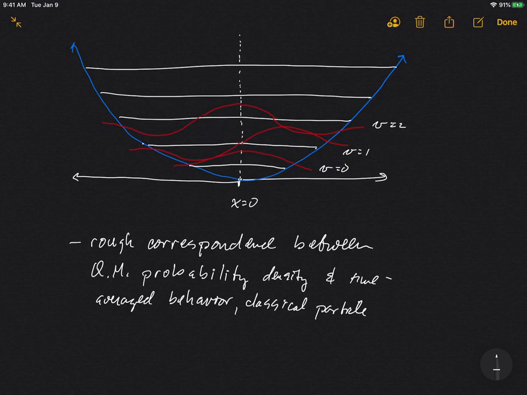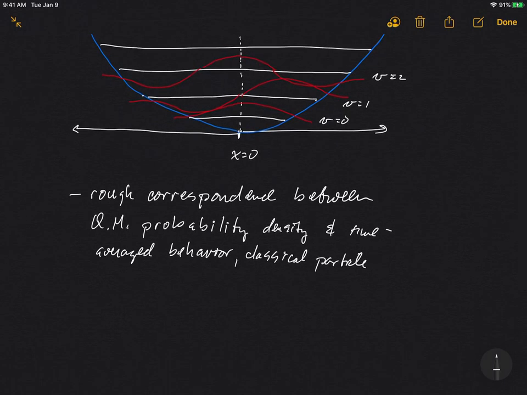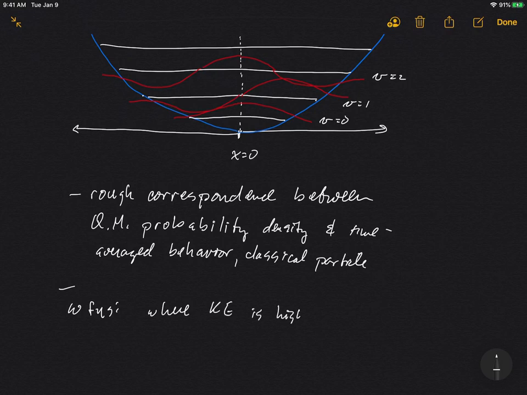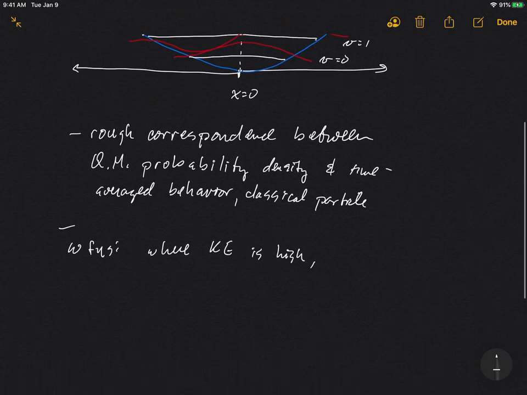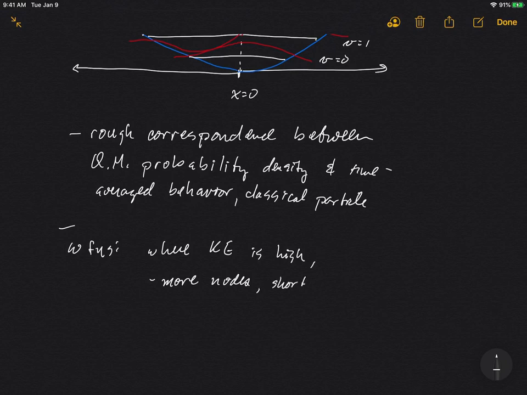Another issue that's not so much about the correspondence, but is back to the properties of wave functions: wave functions where the kinetic energy is high tend to see more nodes, right? In other words, shorter wavelength.